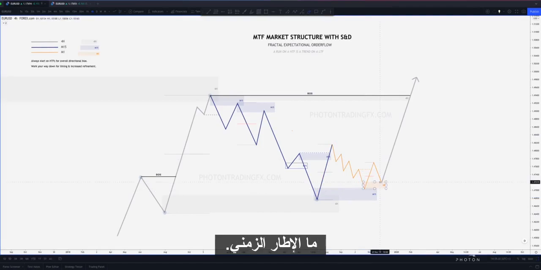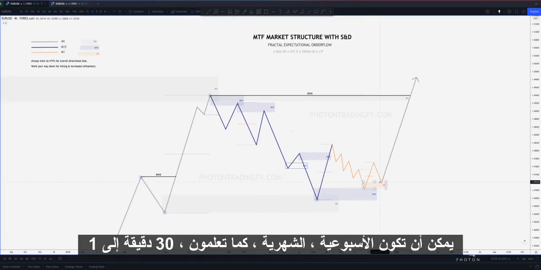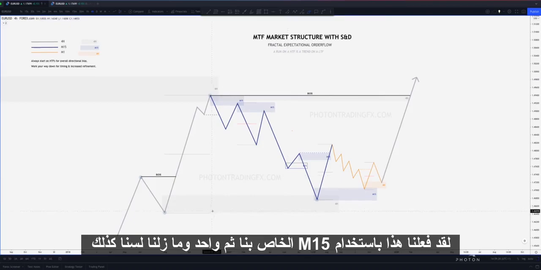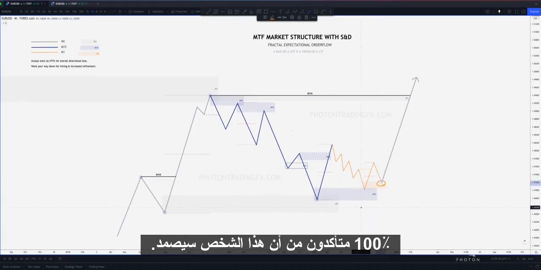It doesn't really matter what time frame. It could be the weekly, the monthly, the 30-minute, the 1 hour, whatever. Price is fractal. See here, if we did this with the 4-hour, the M15 and the M1, we still weren't 100% sure that this M1 zone was going to hold.